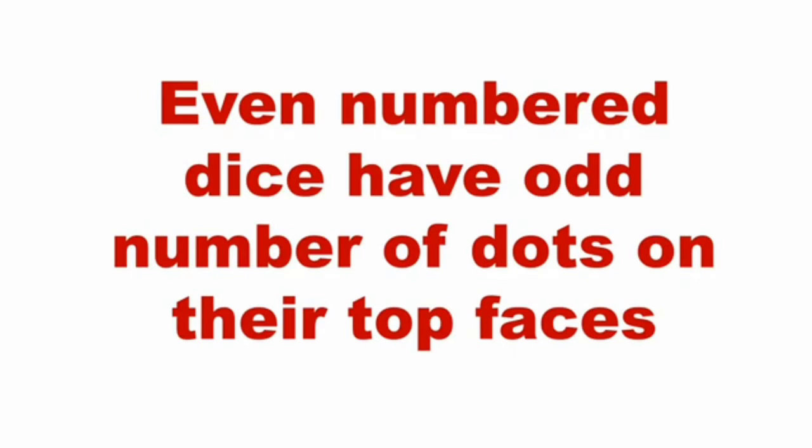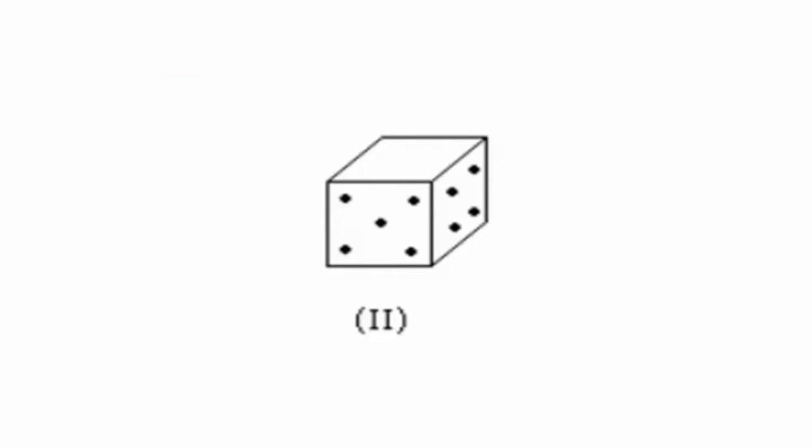The first condition is even number dice have odd number of dots on their top faces. So we can take the second one. Then here it will be 1 or 3. In the top face it will be either 1 or 3. Now here there are 4 dots, and here it is 5 dots. 5 and 4 are already imprinted. So the remaining numbers are 2, 6, 1, 3. So 2 and 6 can be in the bottom face, 2 or 6.